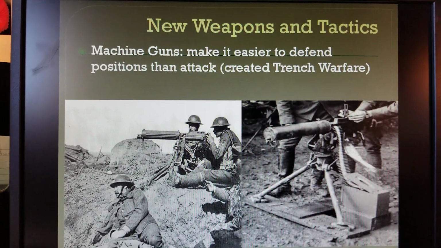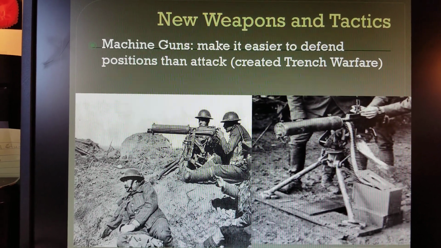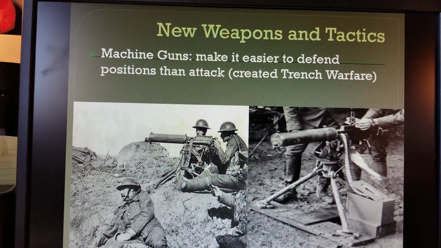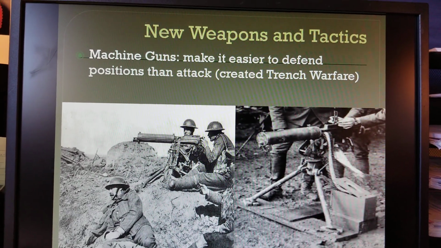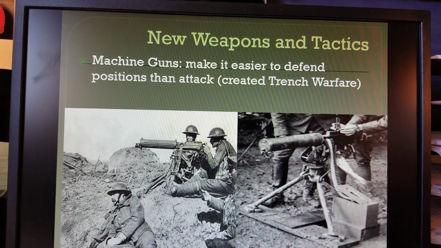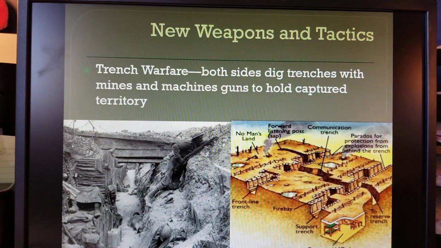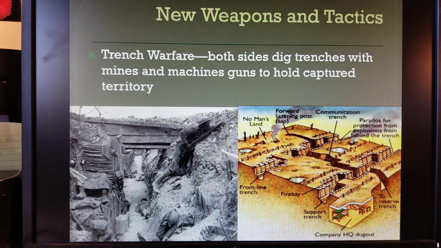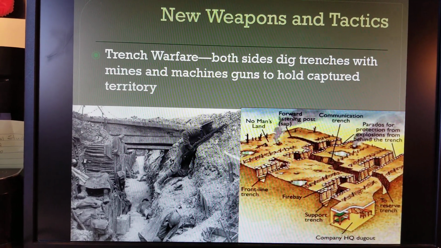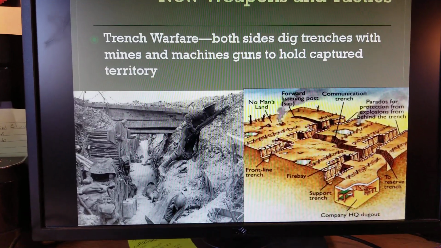First thing we're going to talk about is machine guns. Machine guns made it easier to defend positions than to attack, which created trench warfare. Trench warfare is very important. If you've seen the movie 1918, you know what the soldiers experienced in the trenches. Trench warfare was where both sides dug trenches and mines, and they actually lived in these underground bunkers for months at a time, and the conditions there were horrible.